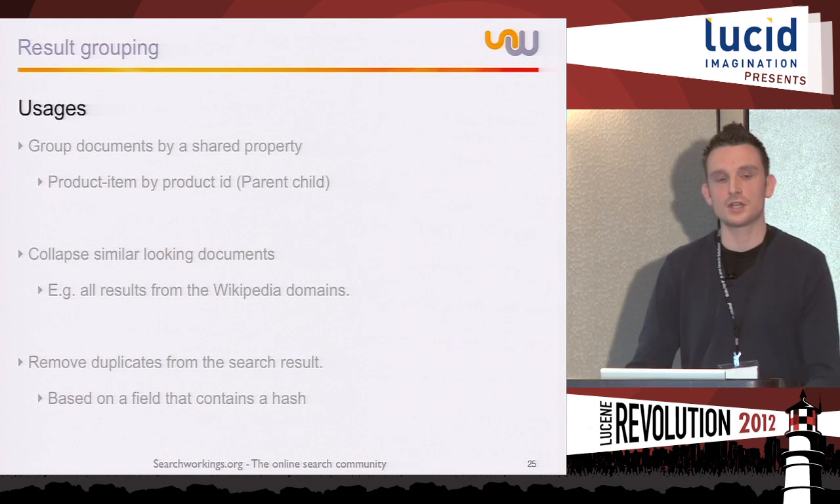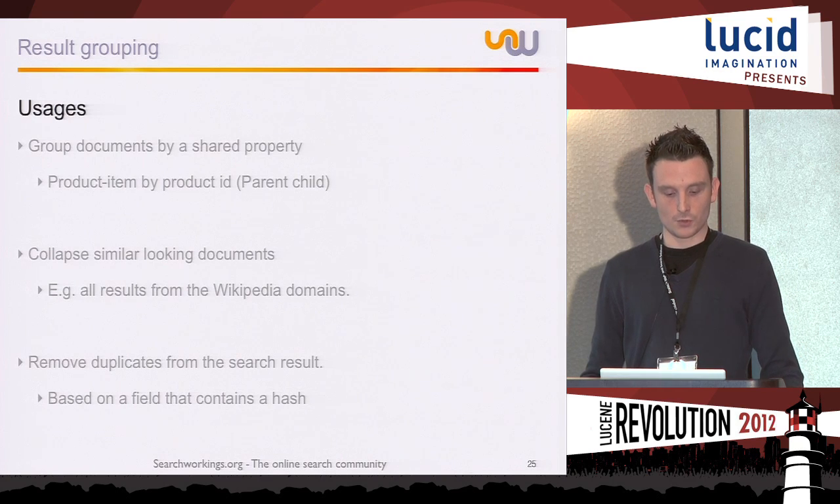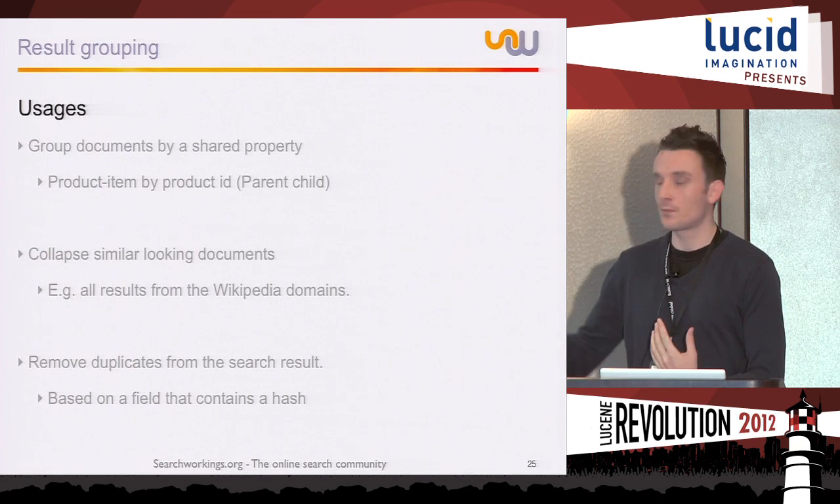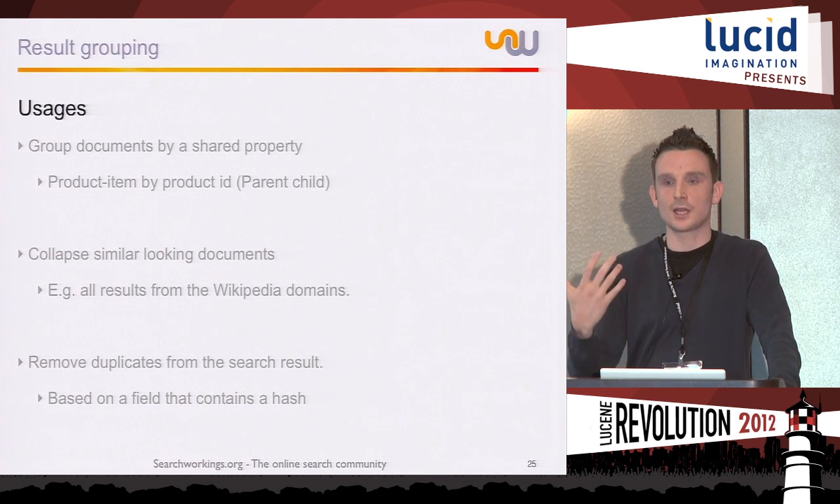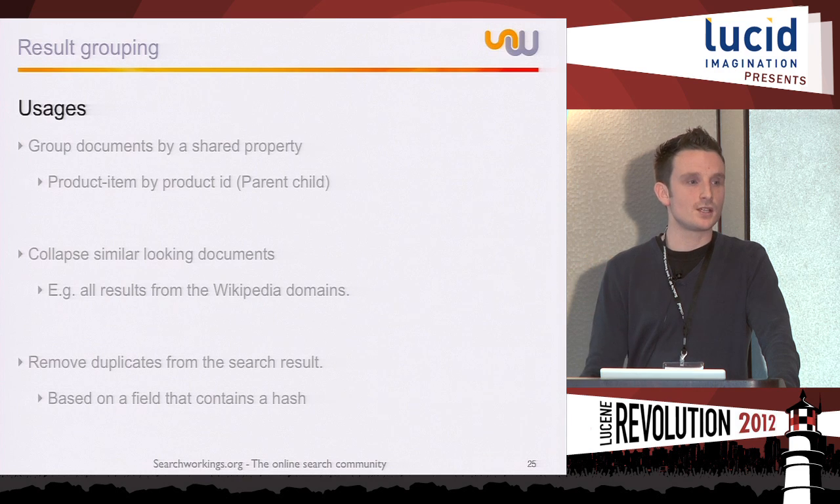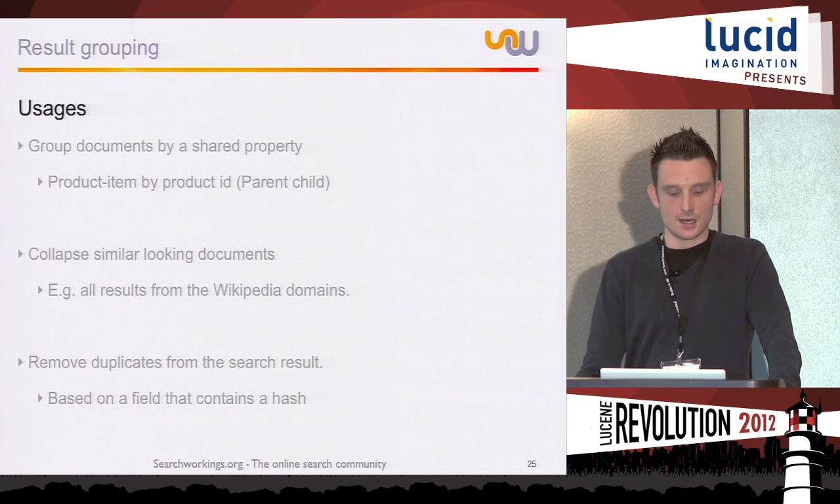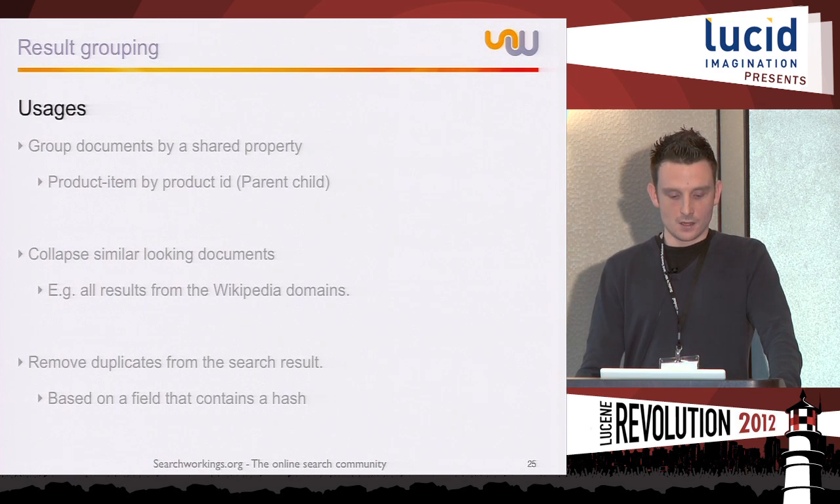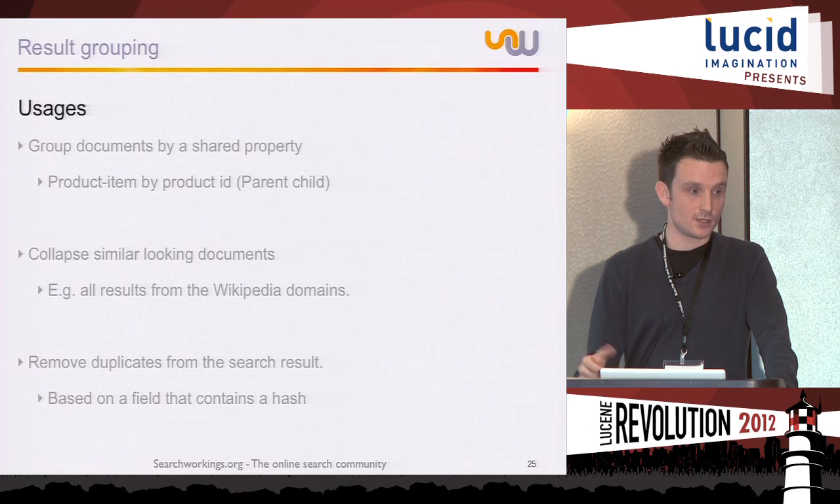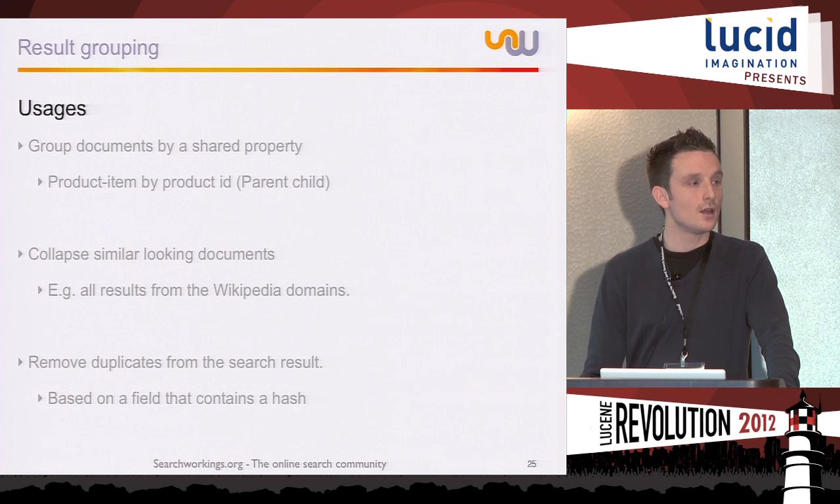So the usage, of course, in our case, is to group documents by a shared property, for example, product ID. But of course, there are other options, for example, just to collapse your search results. So if you're indexing web pages, you don't want your entire first three pages during searching to be filled with results from a specific site, for example, Wikipedia. You want to group by domain name. It can also be used to remove duplicates. So if you have a hash field somewhere in your schema, you can group by that hash field.